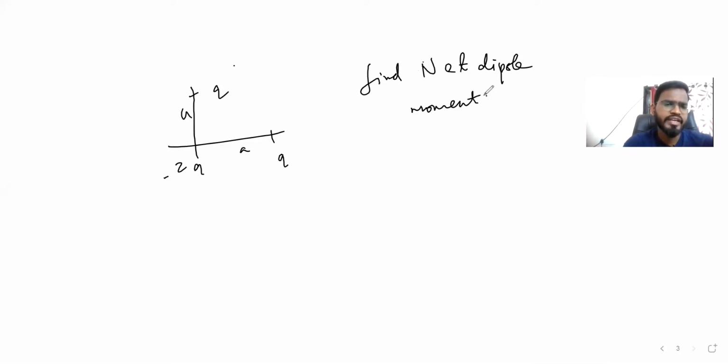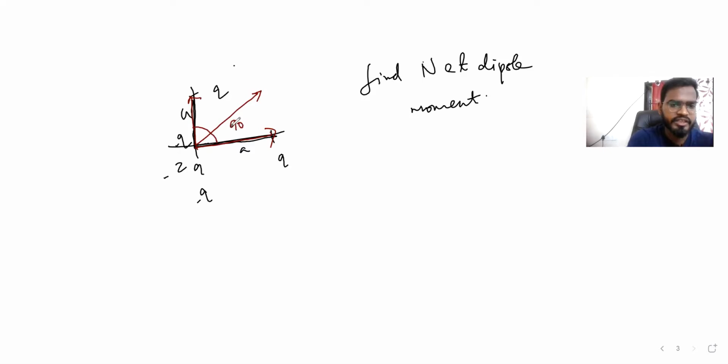So if you find the net dipole moment, then directly we can say, see guys, it is 2q charge, right? So plus q charge and minus q charge. Between them the distance is a. By convention we take the direction as negative to positive, so the net dipole moment is going to be in this direction.